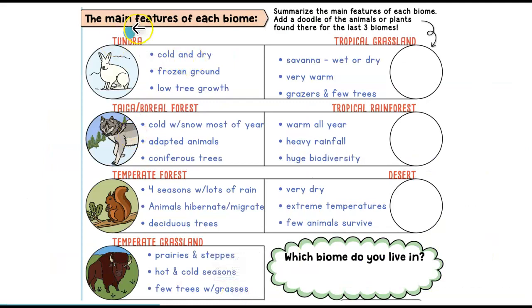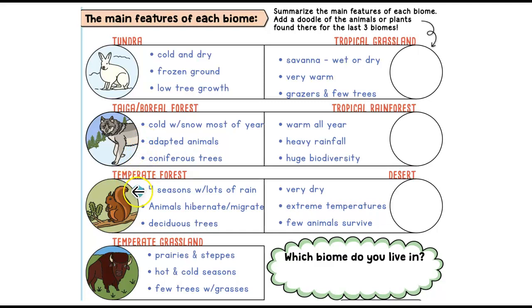Okay, so quickly, some of the main features of each biome we'll just summarize quickly. And then if you want to add pictures to these last three biomes, you can please do that. You don't have to, but you can. The tundra is cold and dry with frozen ground and low tree growth, probably because of the frozen ground, right? The taiga or boreal forest is cold with snow most of the year. The animals must be well adapted to live here, and it's full of coniferous trees.